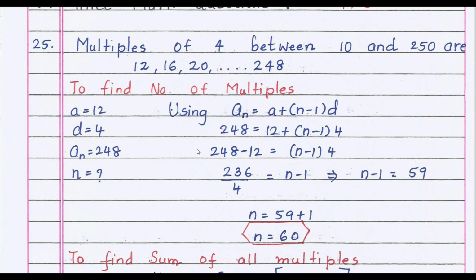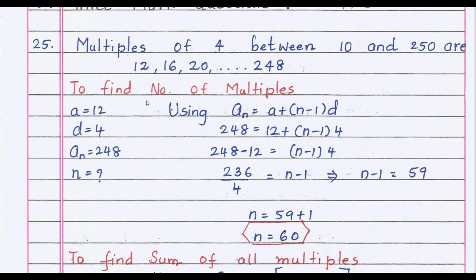25th question, we need to find the sum of all the multiples of 4 between 10 and 250. First, the multiples between 10 and 250 are 12, 16, 20 and so on. How to find the last term? 248 is the last term. The last number is 250. If you divide 250 by 4, we get remainder 2. Now 250 minus 2, we get 248, the last term.